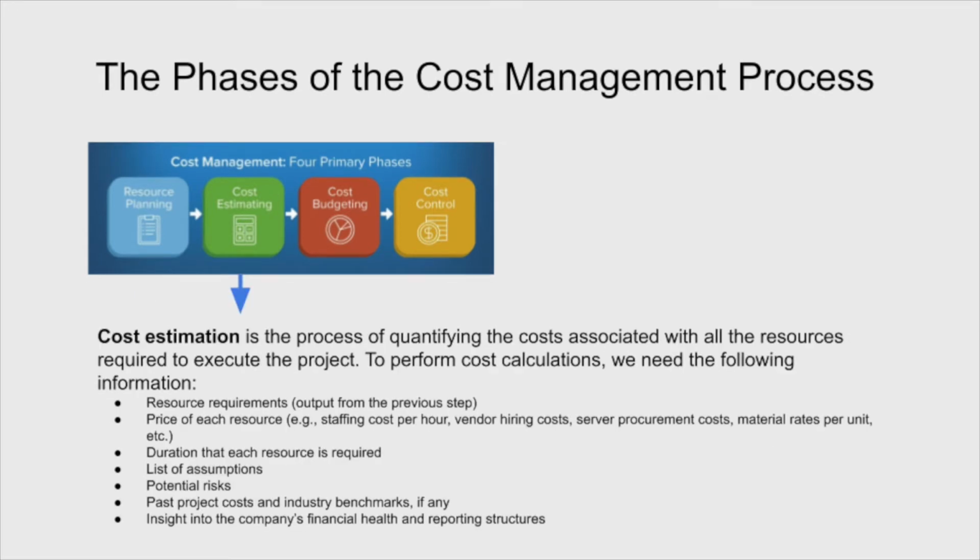Next, in the second stage, we're looking at cost estimation. Cost estimation is really a process of quantifying the costs associated with the resources required to do the project. So we've determined the resources. Now we've got to look at what are the costs of those resources. So to perform cost calculations, we need the following basic information: the resource requirements, which we've covered, the price of those resources, such as the staffing costs for hours, vendor hiring costs, procurement costs, material rates, and so on, duration of each resource and how long it's going to be required in order to do what needs to be done.